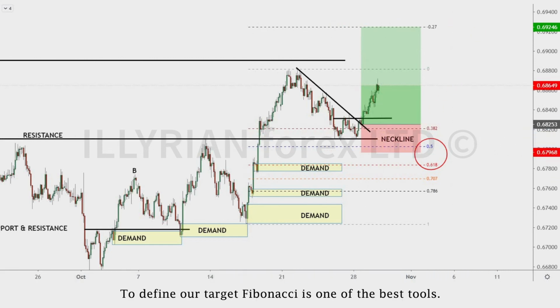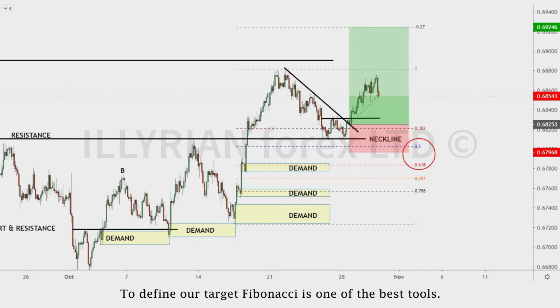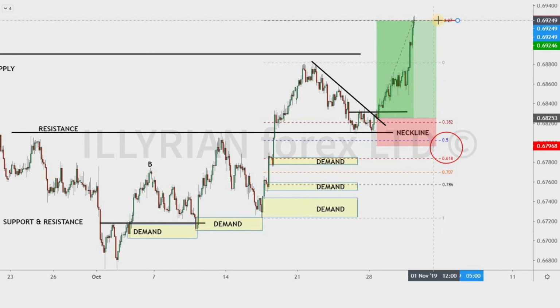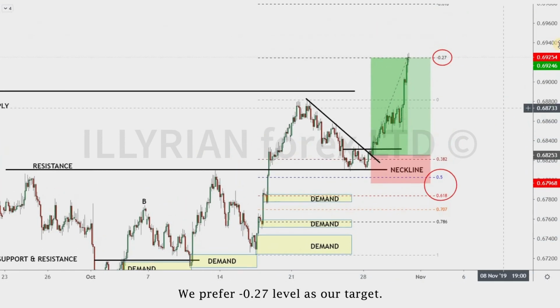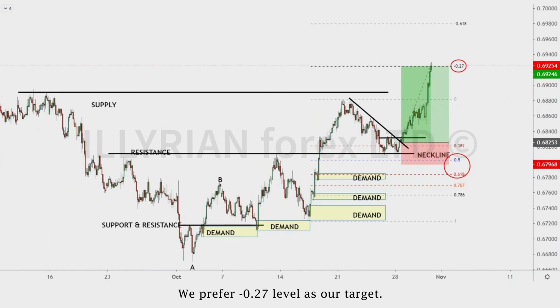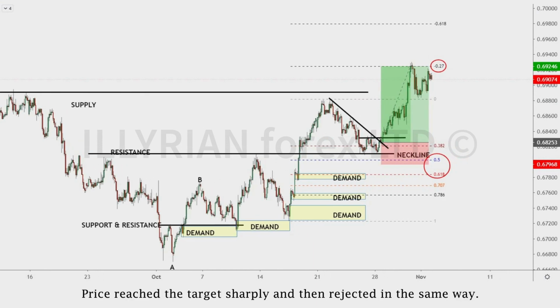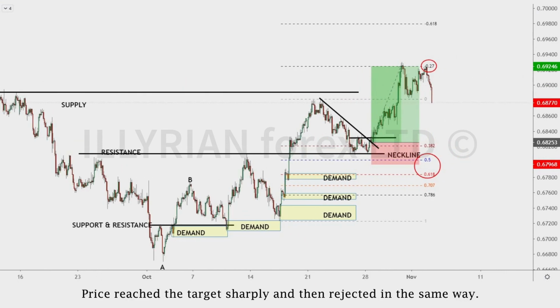To define our target, Fibonacci is one of the best tools. We prefer the minus 0.27 level as our target. Price reached the target sharply and then rejected in the same way.